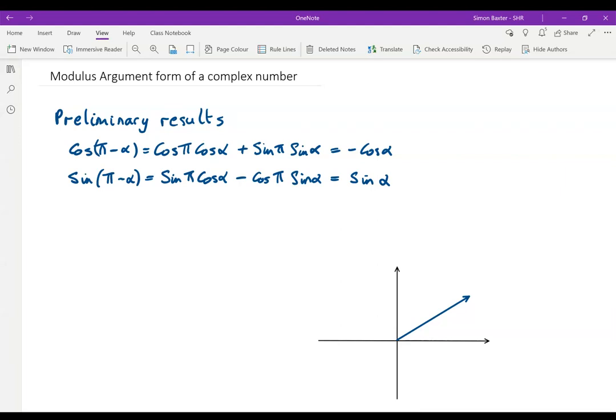In this video, we're going to look at the modulus argument form of a complex number and the Cartesian form of a complex number. Before we actually start, we need to look at one or two preliminary results.